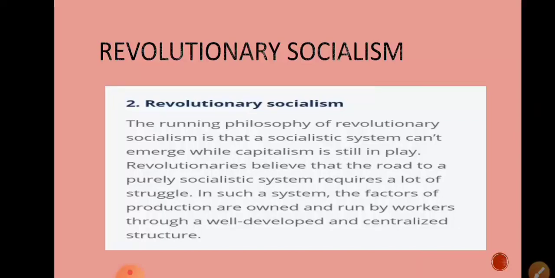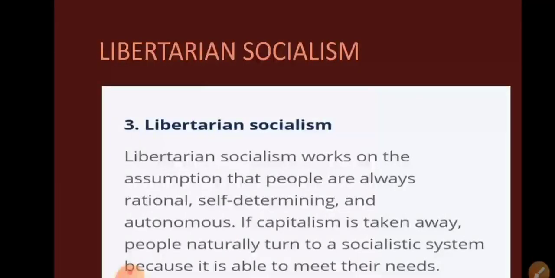Here we saw revolutionary socialism, the system that is dependent on the workers only, and for the implementation of a socialistic system, so much struggle is required. Okay, next we studied libertarian socialism. In libertarian socialism, people have a right to take self decisions. They have the power to take personal decisions. If capitalism is taken away, if the money is taken away, then naturally they are going to turn to a socialistic system to meet their needs.